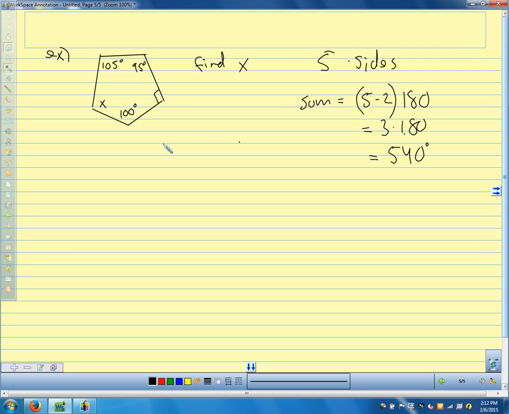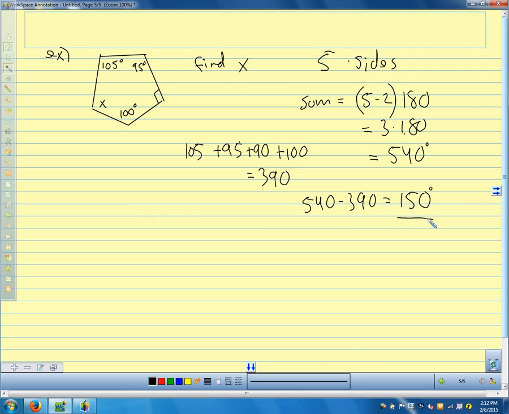Well, don't we know all of these angles except for one? Yeah? So what would we do to figure out the one missing? Add them all together, subtract from 540. So we have 105 plus 95. What's this one? Plus 90 plus 100. If I add all that up, I get 390. 540 minus 390 is 150 degrees. So x is 150 degrees.